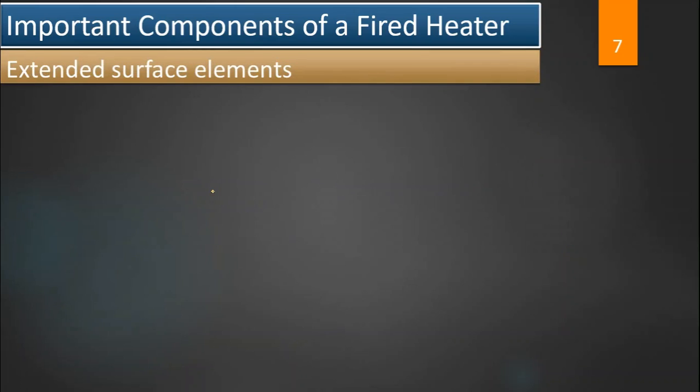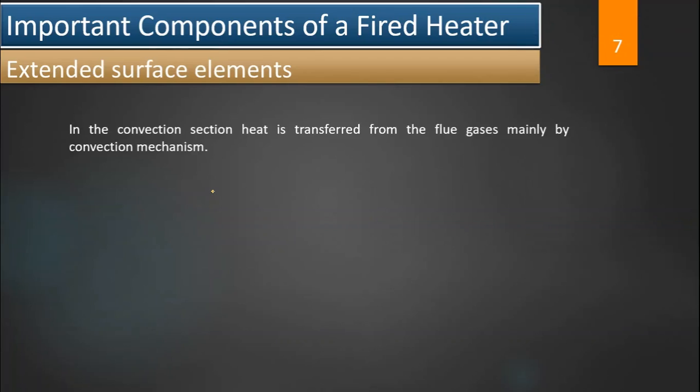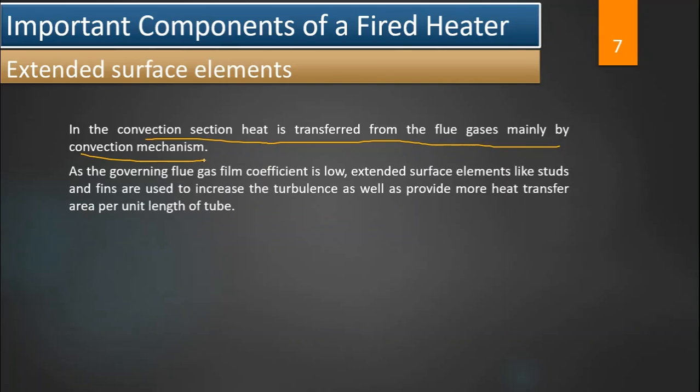Now the next part is extended surface elements. We have discussed earlier that in the convection section, heat is transferred from the flue gases mainly by the convection mechanism, and the flue gas film coefficient is very low. So the second option left is to improve the surface area. That's why extended surface area is required, like studs, like fins. They are used to increase the turbulence as well as increase the heat transfer area per unit of the tube.